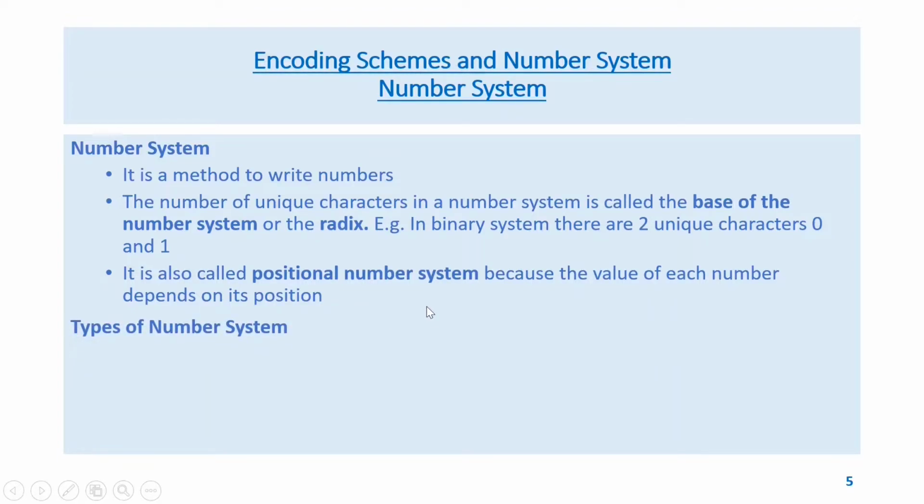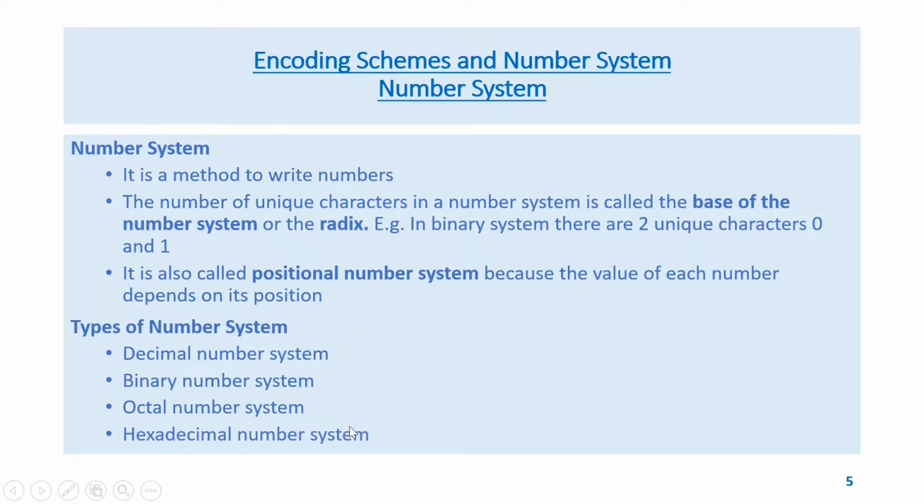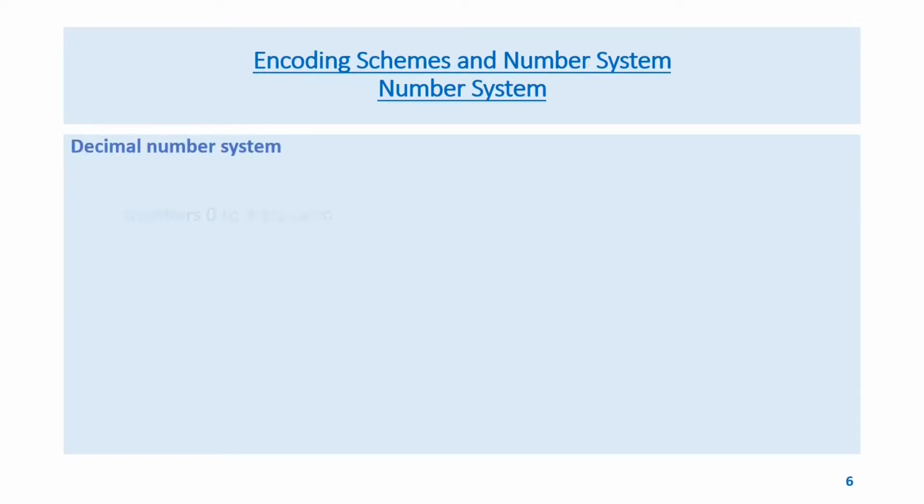Types of number systems: decimal number system, binary number system, octal number system, and then hexadecimal number system. The decimal number system has numbers from 0 to 9. The binary number system has the numbers 0 and 1. Next is the decimal number system. Numbers 0 to 9 are used. It is called the base 10 system.